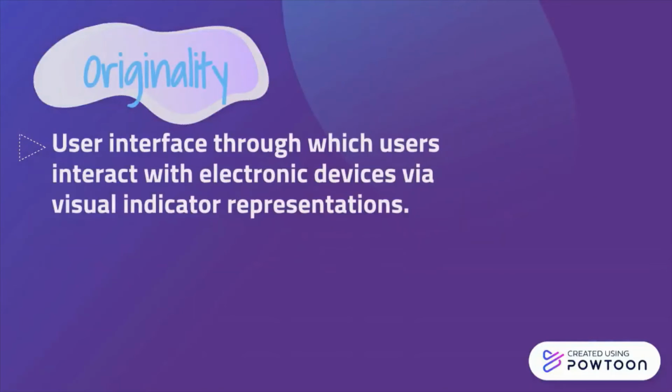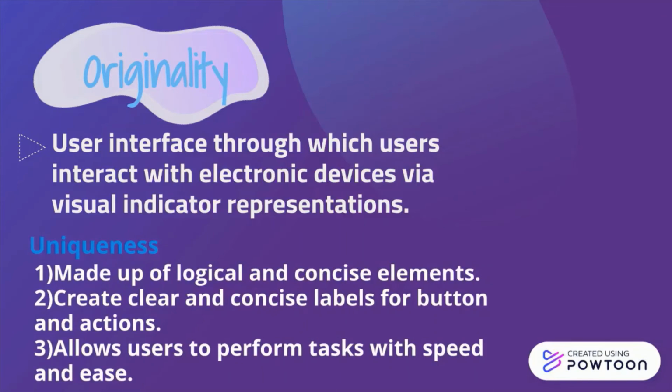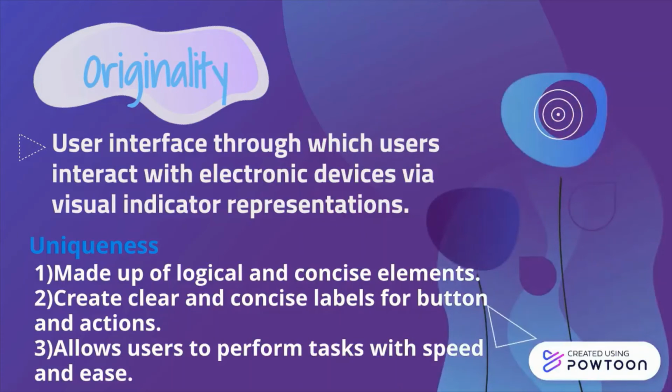Originality. A GUI is a type of visually enhanced interface that allows users to interact with an electronic device through the use of computer-generated items, such as screen displays, icons, and visual images. Uniqueness of GUI. Firstly, it is made up of necessary elements that are logical and concise. Secondly, it creates clear and concise labels for buttons and actions. Thirdly, it allows users to perform tasks with speed and ease. In other words, it operates with efficiency.